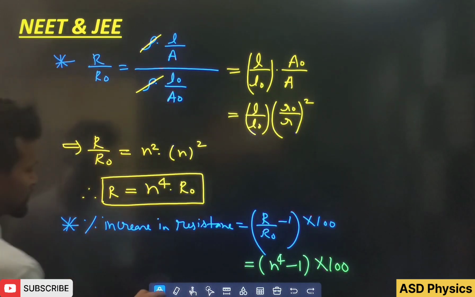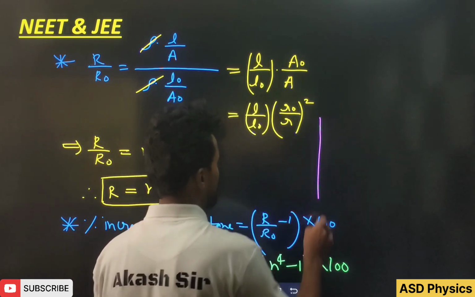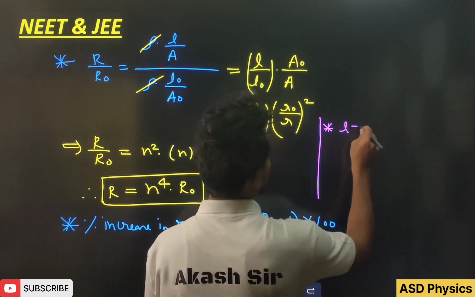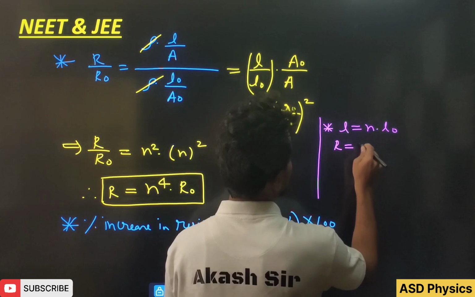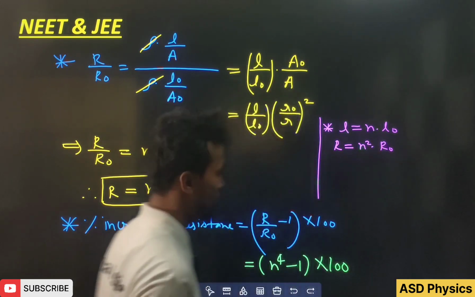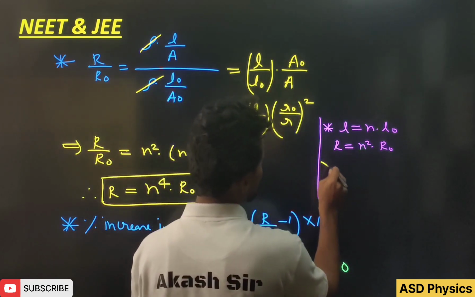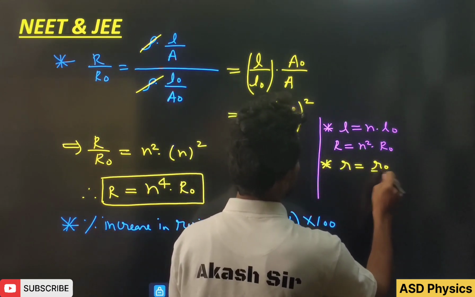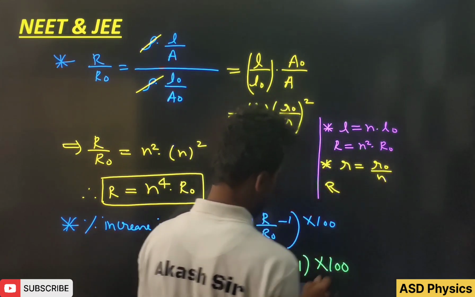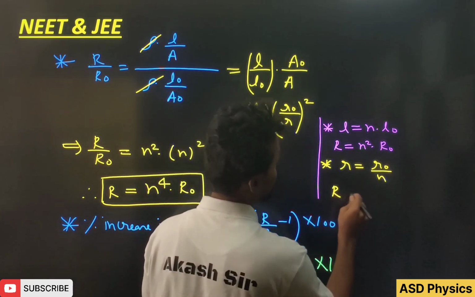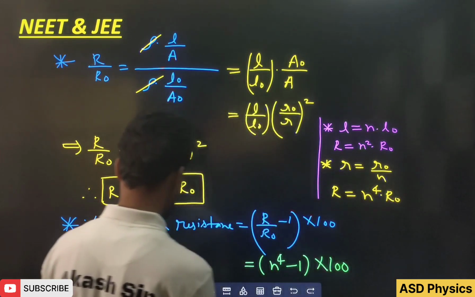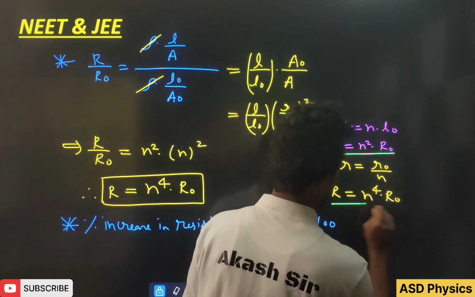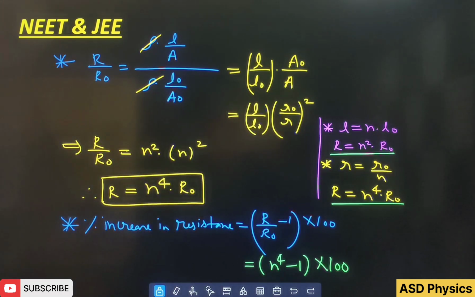Is it? So students, without getting confused, remember that I am just writing here: if they tell the length L equal to n L naught, then in this situation the resistance will be n square R naught. Okay, and if they talk in terms of the radius, like R equal to R naught by n, then what is going to be the resistance here, students? It is given here as n to the power 4 into R naught. Okay students, so this formula should be remembered. Kindly see here very well, I have even written the summary here also. Okay, because it is a very important concept, that's why.